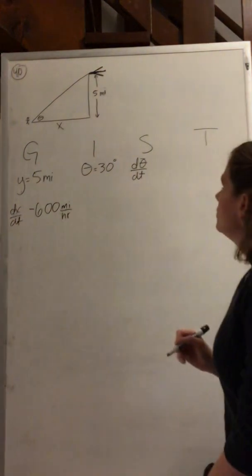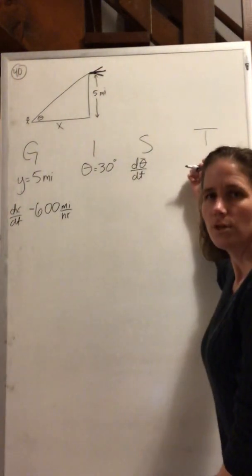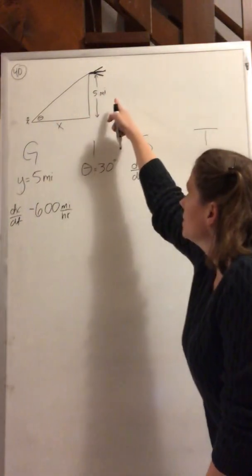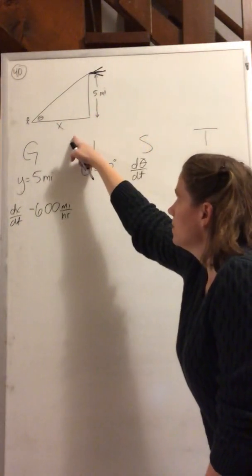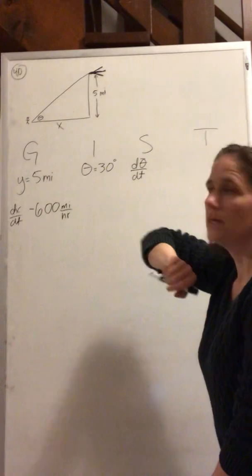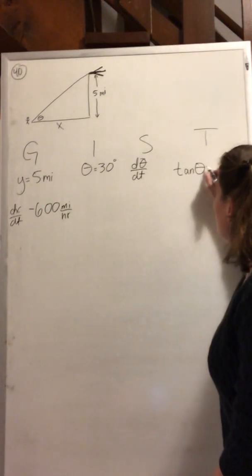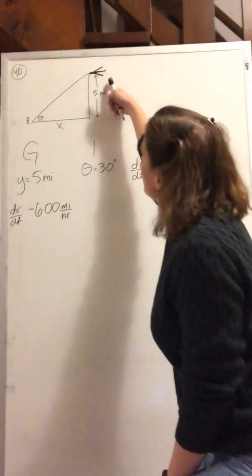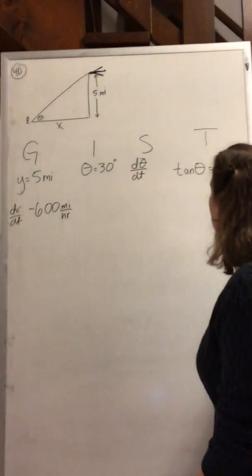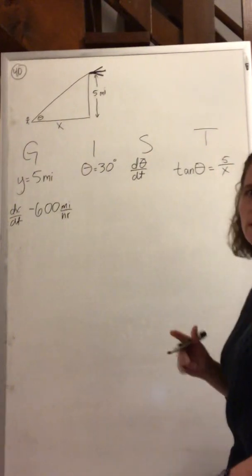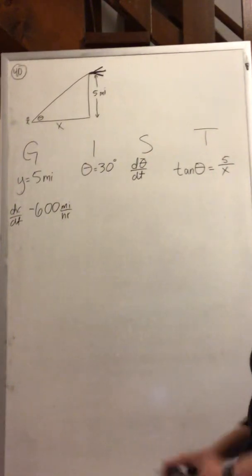And then all we have to do now is figure out which formula we need. Well, we've got a theta, we've got an opposite, and an adjacent. That sounds like tangent to me. So I'm going to look for tangent of theta is equal to 5 over x. There is everything that we need.